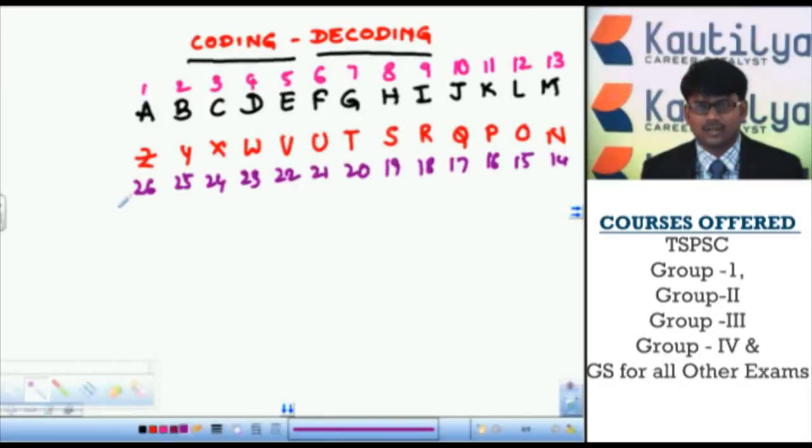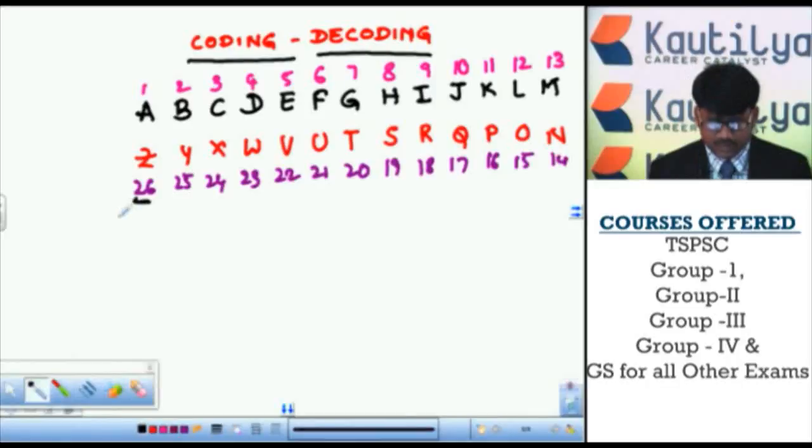For example, if you take the reverse alphabet position, Z is in the 1st position and A is in the 26th position. So clearly, A is the 26th position in the reverse alphabet, and Z is the 1st position in the reverse alphabet. When we take the reverse alphabet, it means we have to take the reverse number. Okay, that's it. Then coding decoding has 5 types of problems.